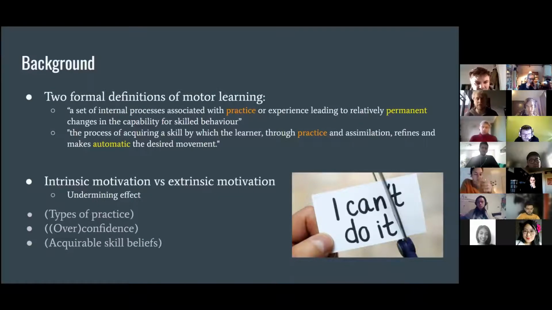So briefly, some background information. Here two definitions are presented with regard to motor learning. It's not necessary to read them, but they both imply the importance of practice, stated in orange. And on top of that, by using the word permanent on the one hand and automatic on the other hand, stated in yellow, they sort of similarly imply that motor learning is something that is long-lasting. When you do something automatically, it often means that it's something long-lasting.